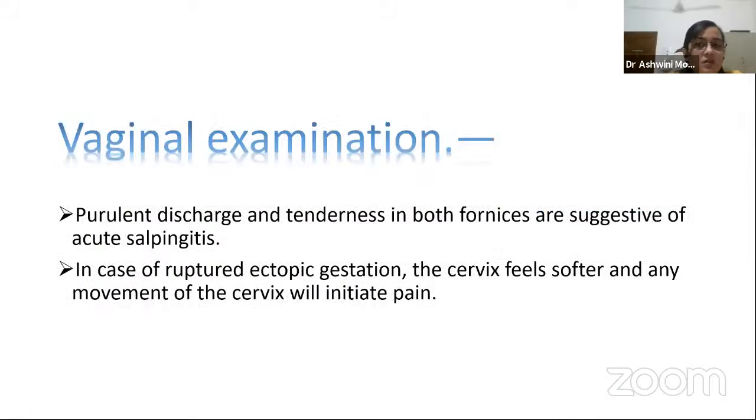In females, along with rectal examination, vaginal examination is also important, as there is sometimes purulent discharge and tenderness when both fornices are involved, which is suggestive of acute salpingitis secondary to infection. In case of ruptured ectopic gestation, the cervix feels softer and movement of the cervix will provoke pain. That lady may come with acute abdomen, distension, pain and every sign of tenderness, but how do we rule it out? On PV examination, we can elicit this soft, tender cervix, suggesting a ruptured ectopic gestation.